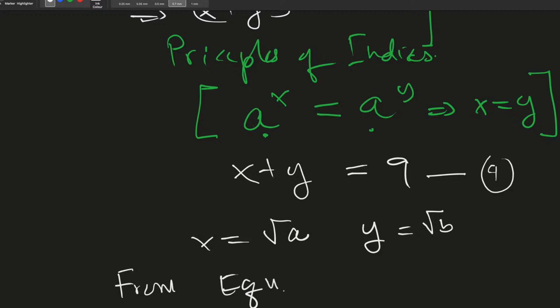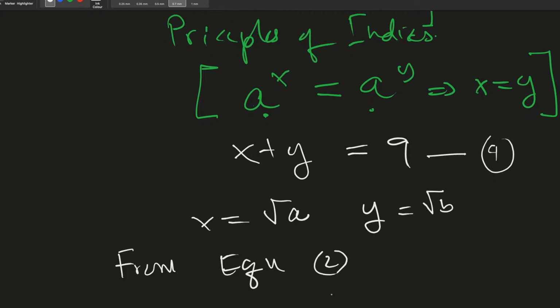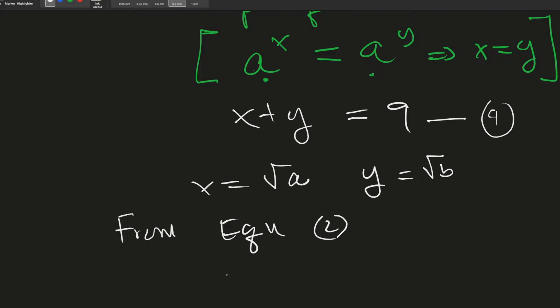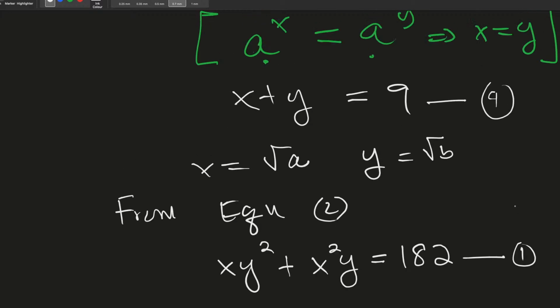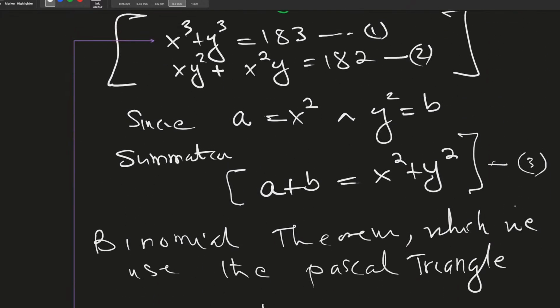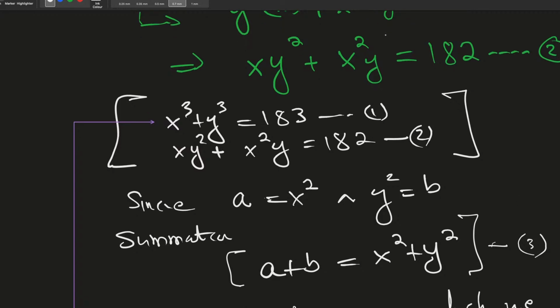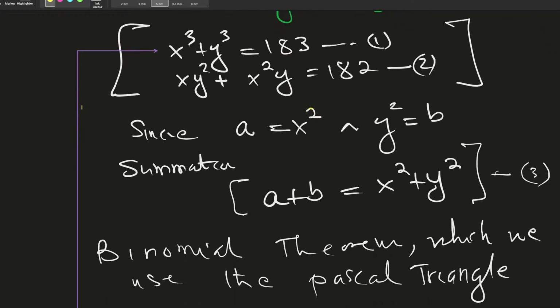Earlier, we know our equation 2 is written as xy squared plus x squared y is equal to 182. That is our equation 2. Okay, let's go up and have a look. This is our equation 2, as we haven't done anything. So that is equal to 182.